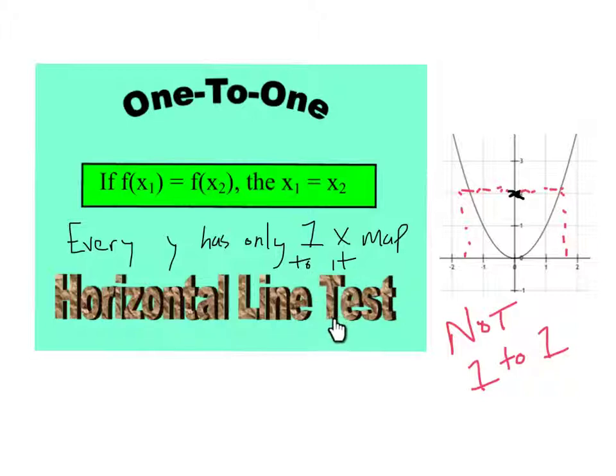Now, the easiest way to check this is what's called the horizontal line test. And the horizontal line test simply says that if I can draw a horizontal line anywhere on a graph and touch the function more than once, it's not one-to-one.